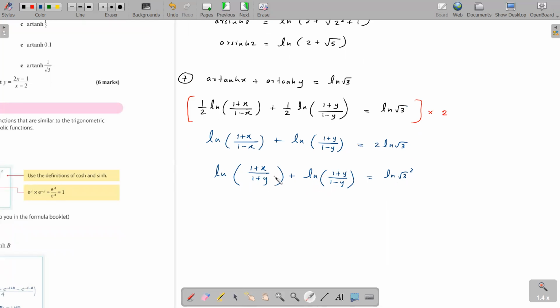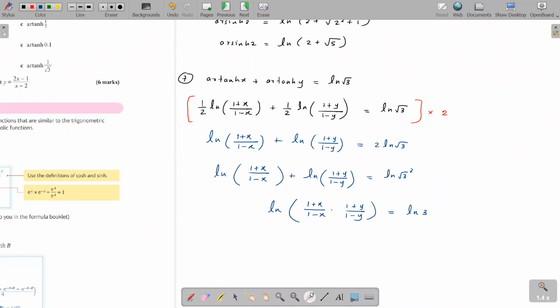And guys, when you add two logarithms, it's going to give you the product, a single logarithm. So it's 1 plus x over 1 minus x times 1 plus y over 1 minus y inside the single logarithm, equals natural log of root 3 squared, which is 3. Right, guys? Is that correct?